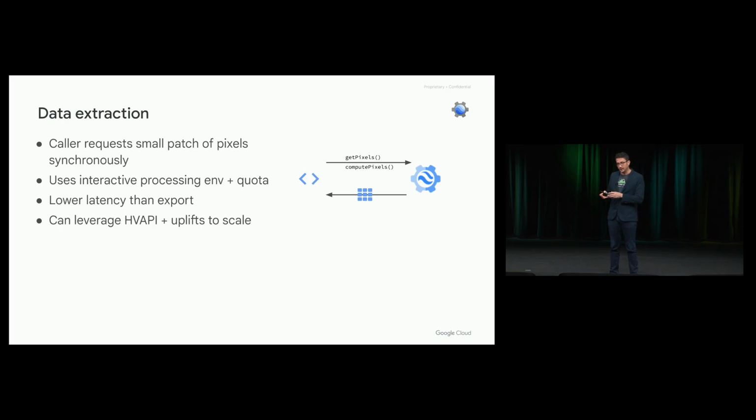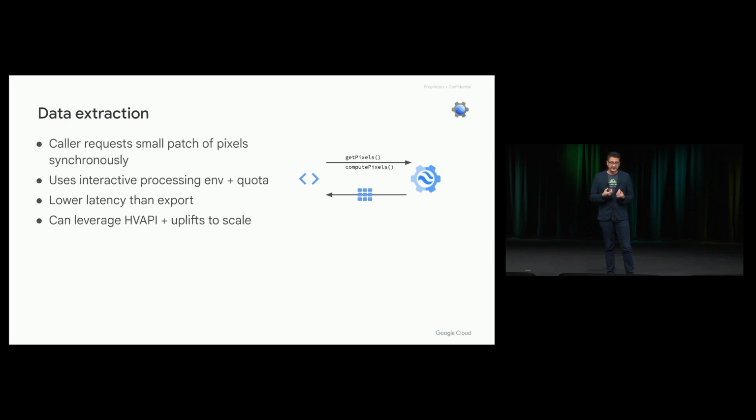The second thing that we've recently dubbed data extraction. When we're saying data extraction, we're talking about actually pulling pixels out of Earth Engine synchronously, meaning your code calls Earth Engine and says, give me these pixels for this area, and I want them right now. I don't want to go back and look someplace else for them afterwards. This uses a different processor, the interactive processing pipeline, and it consumes a different type of quota.